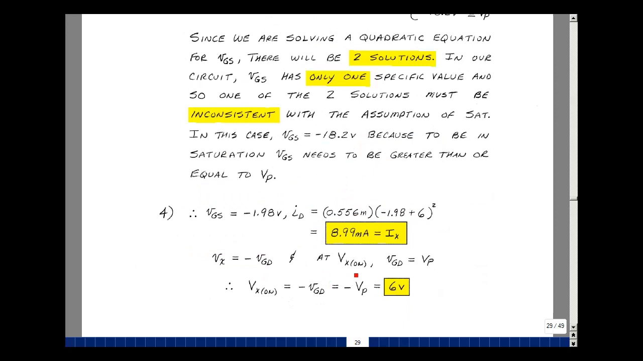At the point V sub X on, that's where the curve starts to level off. The gate drain is equal to the pinch-off voltage. That's our transition point between the ohmic and the current saturation region. This voltage then is equal to minus V sub GD. That's equal to minus V sub P, so minus a minus 6. So that occurs at 6 volts and about 9 milliamps. So that circuit that we looked at has a VI characteristic where eventually the current becomes constant at about 9 milliamps when the voltage reaches about 6 volts across it.